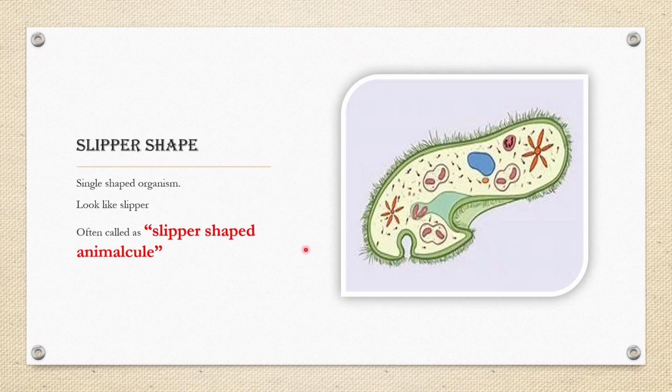Next is some unique shape of cell. See here, this is unique. This is very different, just like a slipper, what we are wearing on our foot. This is a single-celled organism that looks slipper shaped. That's why it is called a slipper shaped animal cell. Example is paramecium.